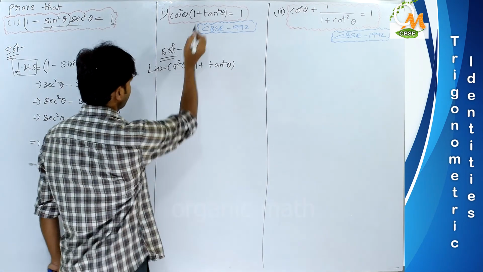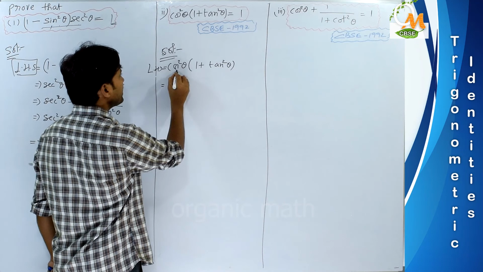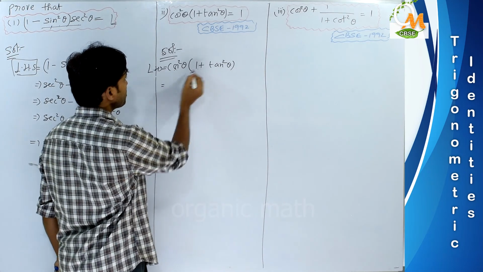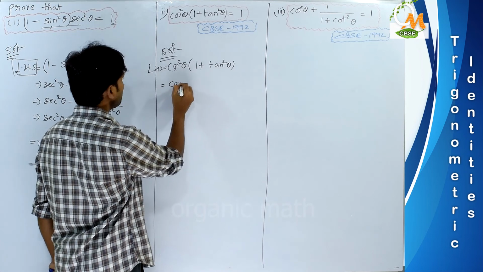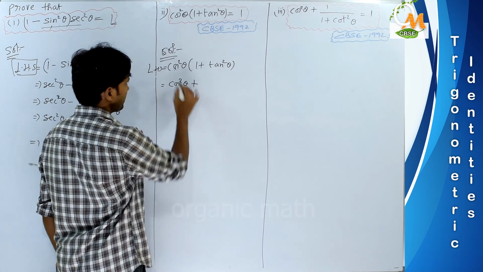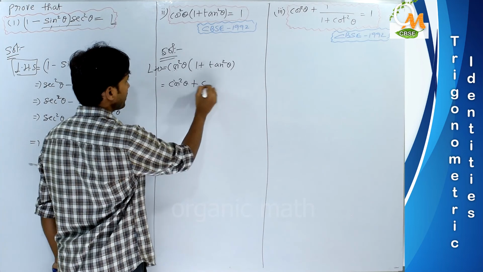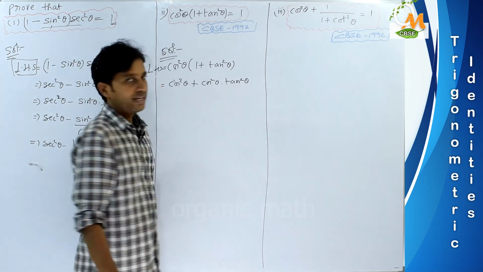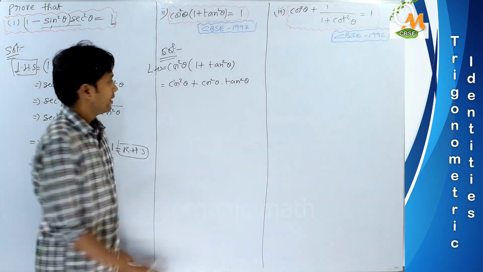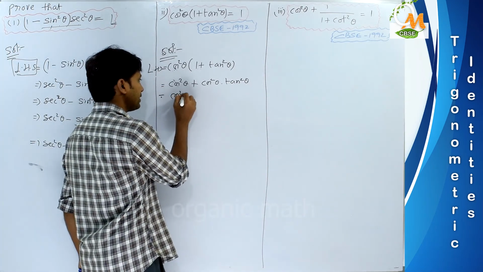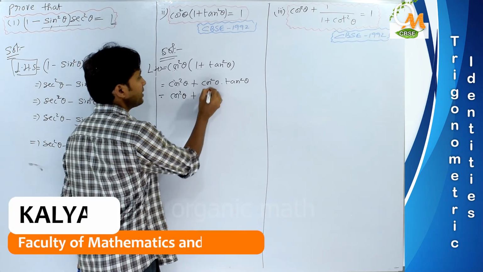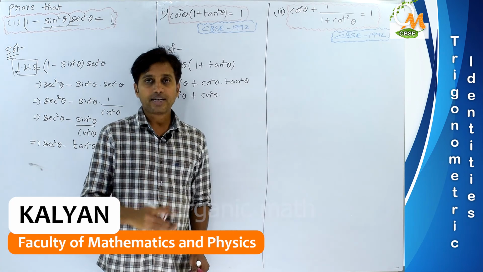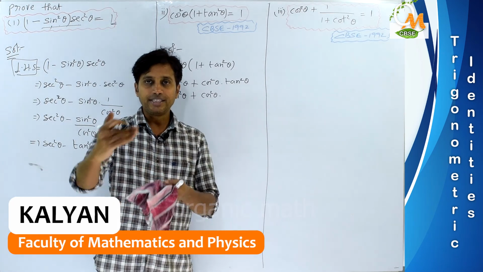Now do one thing. Cos square theta should be multiplied with the inner terms of the bracket. Cos square theta times of 1 means cos square theta into 1. That would be your cos square theta. Plus cos square theta into tan square theta. Okay, now further what can we do? Write this cos square theta as it is plus this cos square theta into. Now tan theta can be further expressed as the ratio of sin theta to cos theta.